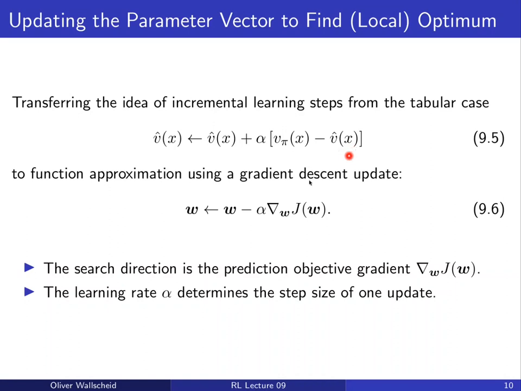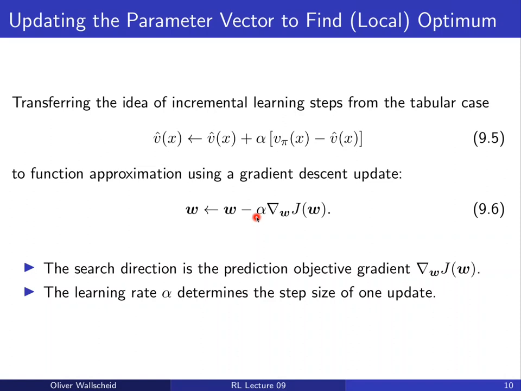So what we do is we take our old parameter vector w and we alter it based on some step into the gradient direction of our cost function J. So we will find the gradient of J with respect to the parameter vector w. This is then our search direction of the gradient descent update, and we scale that search direction by our learning rate alpha, which we can consider the step size of the gradient descent update.